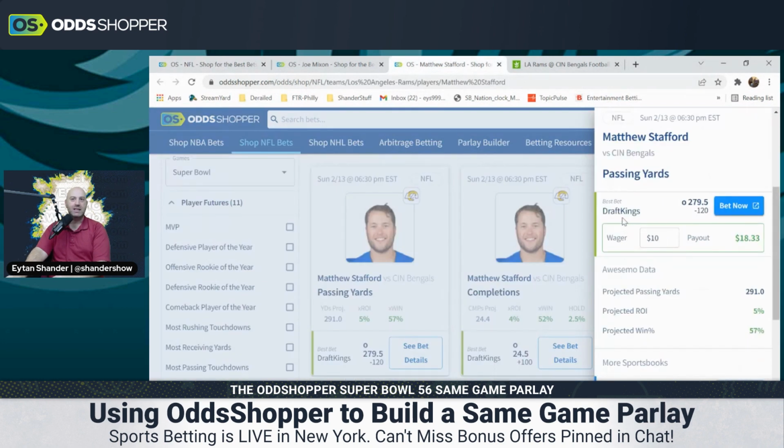So let's identify passing yards more so than that, because look at the difference of projection here versus what the book's asking you. DK's 279.5. It's 291 as far as Alex's free projection on there. And yes, you have a projected win percentage of 57% that he's going over the 279.5, but you can comfortably look at that wide gap between the two.